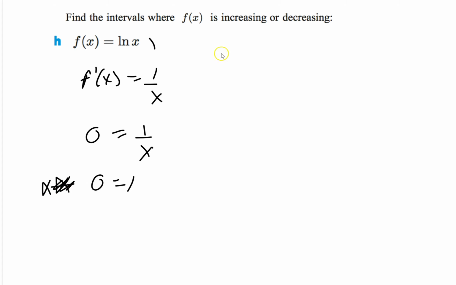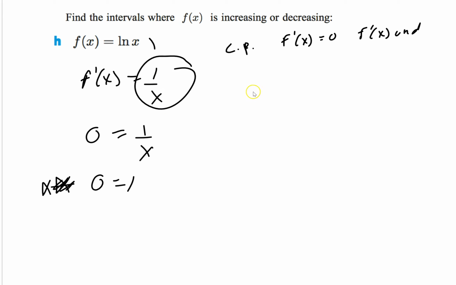But remember what we talked about? Critical points are when you set the derivative equal to 0 or where it's undefined. This has an undefined thing, right? x can't be 0, because that makes the denominator 0. So that's my critical point, x equals 0. When I solved I got nothing, but there was an undefined at 1 over x. So you just do that.